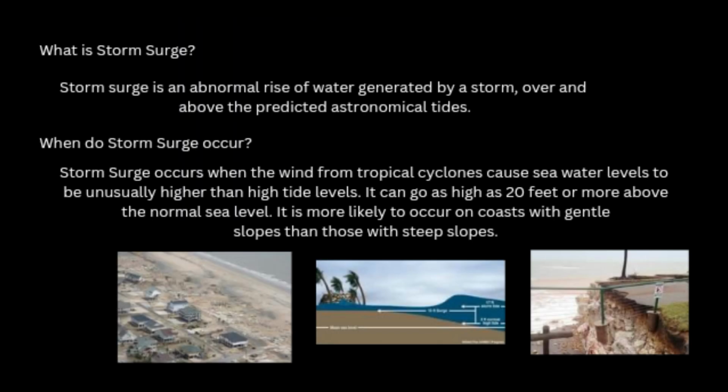Storm surge is an abnormal rise of water generated by a storm, over and above the predicted astronomical tides. Storm surge occurs when the wind from tropical cyclones causes seawater levels to be higher than usual high tide levels. It can go as high as 20 feet or more above the normal sea level. It is more likely to occur on coasts with gentle slopes than those with steep slopes.